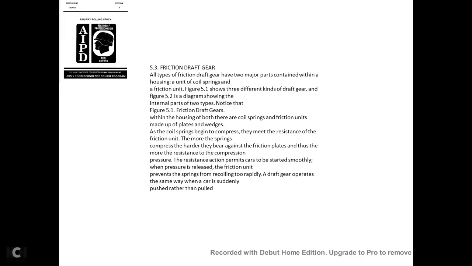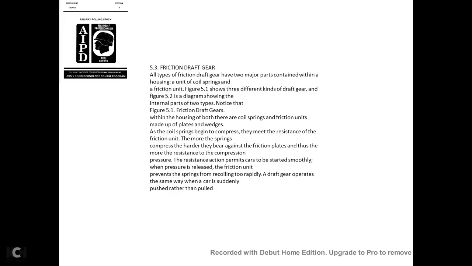5.3. Friction draft gears. All friction draft gears will have two major components contained within the housing: a unit of coil springs and a friction unit. Figure 5.2 shows the three different kinds of draft gear, a diagram showing the internal parts of the two types. Notice in figure 5.1 the friction draft gear within the housing bearing on the coil spring. Friction units are made up of plates and wedges.